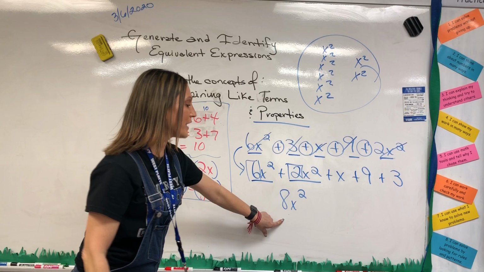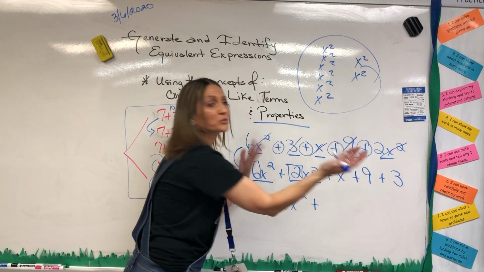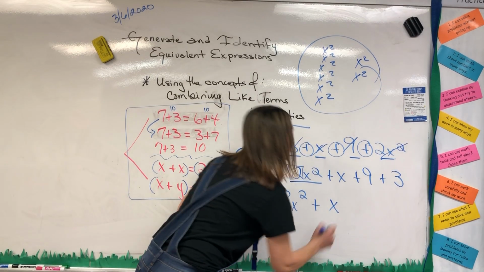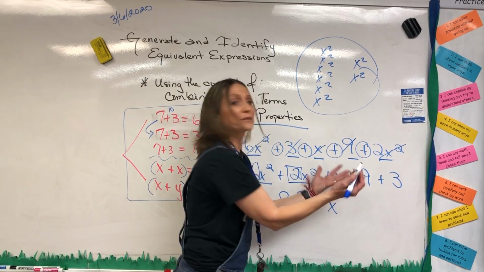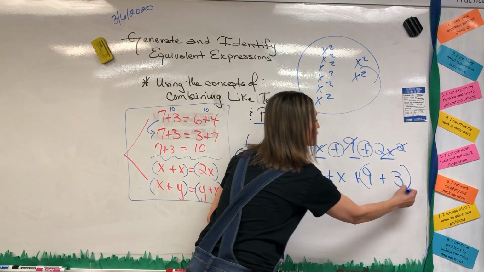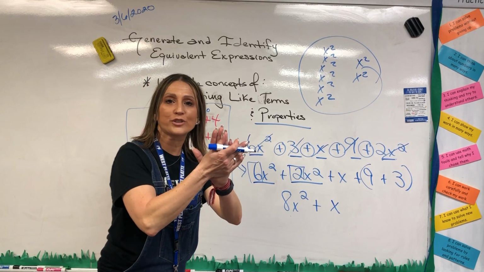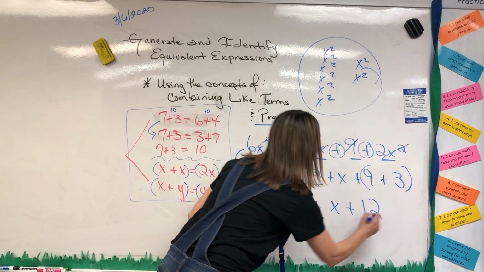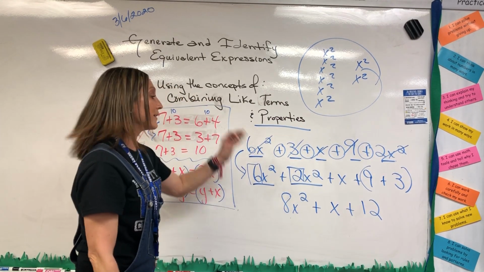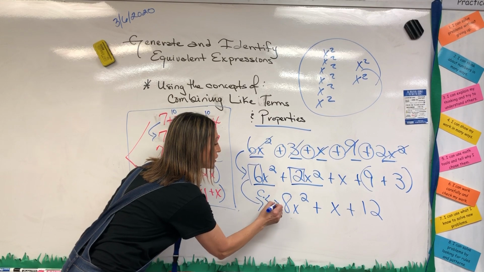So I can combine those. I then am going to add x. Nothing else resembles x, so I'm going to put x there. Then I get 9 and 3. Well, this is back to first grade. Can your students add 9 and 3 together? They've been doing it all their life. Those are like terms. They're simple numbers. I can go 9 plus 3 is 12. And mom and dad, this is combining like terms.